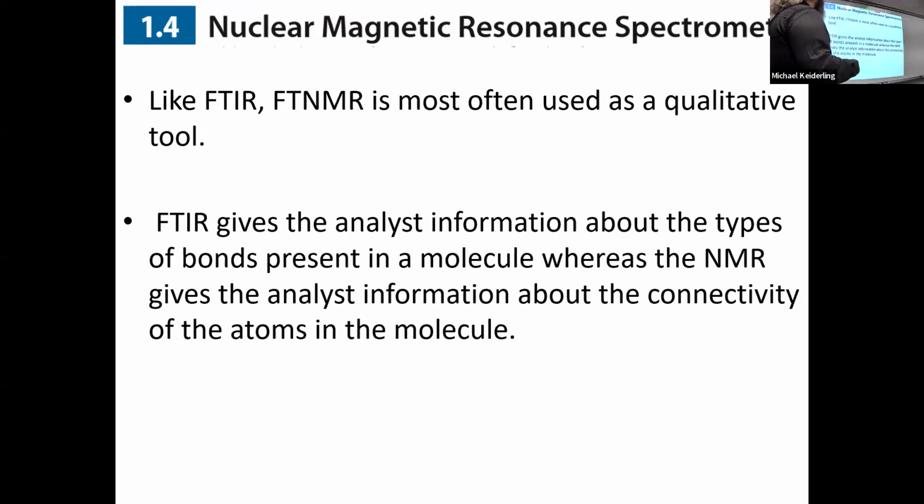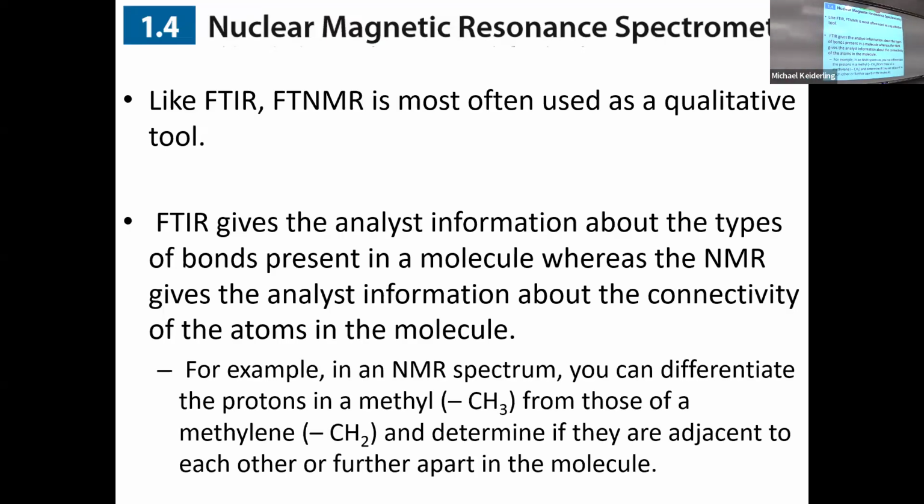NMR gives you information about the connectivity of the atoms in the molecule. It tells you what nuclei are connected to other nuclei, what they're next to, basically. So in an NMR spectrum, you can differentiate the protons of a methyl CH3 group from a methylene CH2 and determine if they're adjacent to each other or further apart in the molecule. So it gives you different structural information.